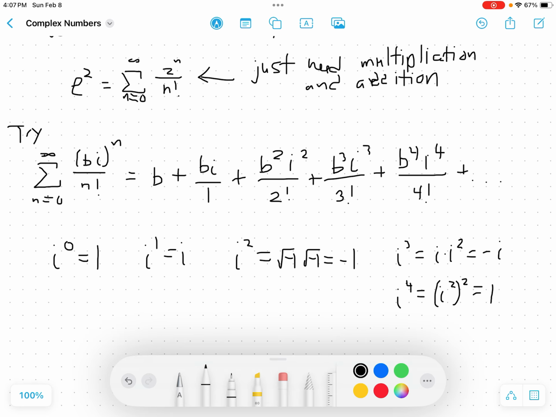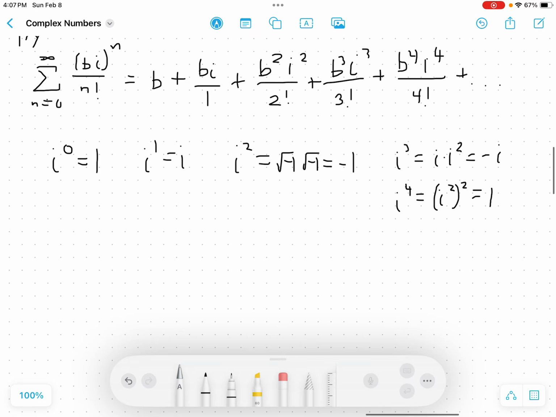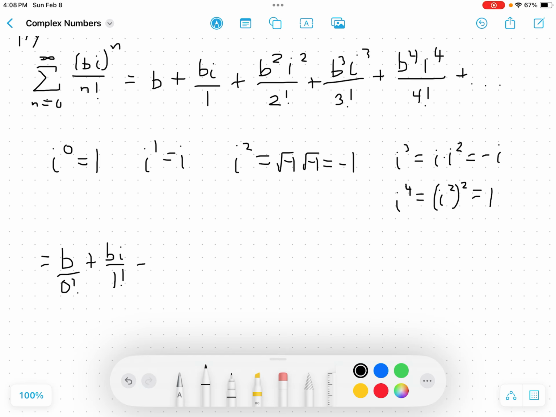So in the series, we have some i-related terms. We have some terms that are going to go away, though. So this is going to look like, we'll have b times i over 1 factorial. I'll write this over 0 factorial. This is the case where simplifying less may be more helpful. I'll have minus b squared over 2 factorial minus b to the 3rd.